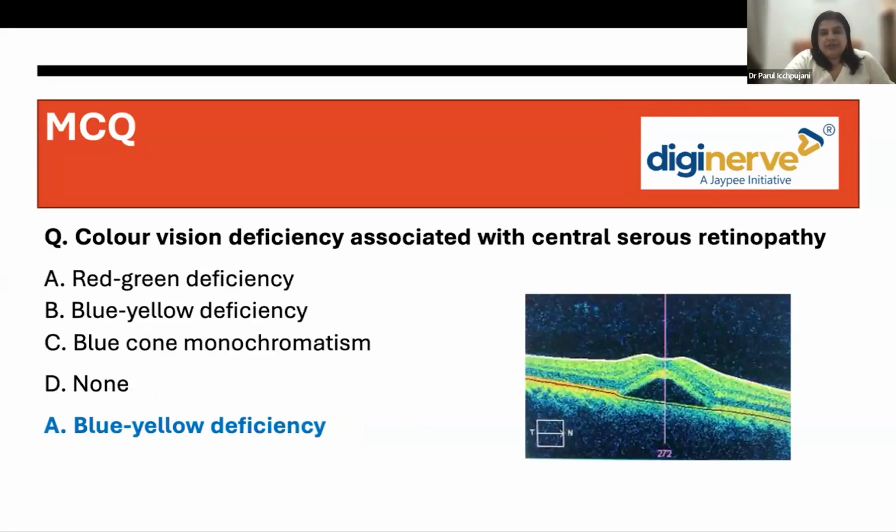Now, color vision deficiency is associated with central serous retinopathy. Central serous retinopathy is a disorder of retina in which there is a fluid buildup just underneath the macula, and this results in which type of color vision deficiency? Now, you know this is not a congenital disorder. It's an acquired entity. Since it's an acquired entity, we know that it is the blue-yellow deficiency that is common in acquired disorders. Therefore, the correct answer is B, that is the blue-yellow deficiency.